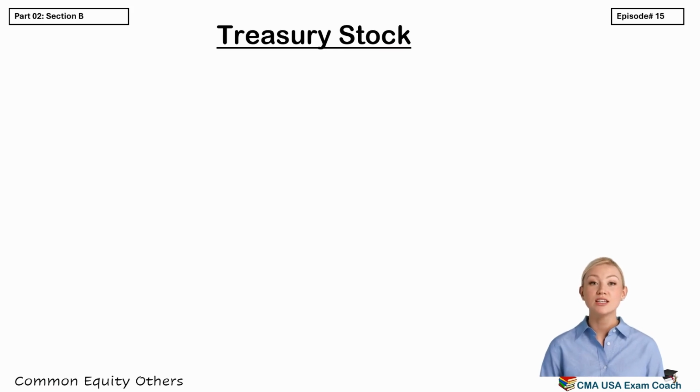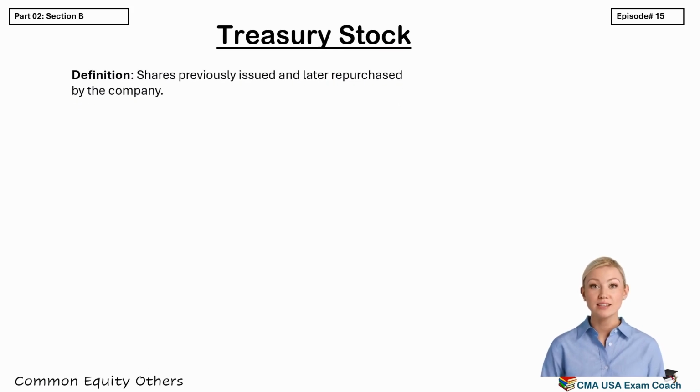Treasury stock refers to the company's own shares that were once issued to investors, but later repurchased by the company from the open market. These shares are held by the company itself, and they are not considered outstanding shares anymore. That's why we call treasury stock a contra equity account. It works in the opposite direction of common shares. While issuing new shares increases shareholders' equity, buying back shares reduces it.